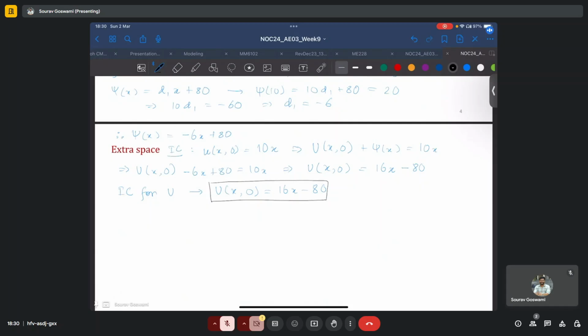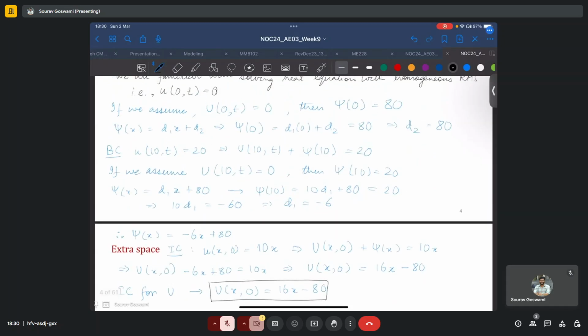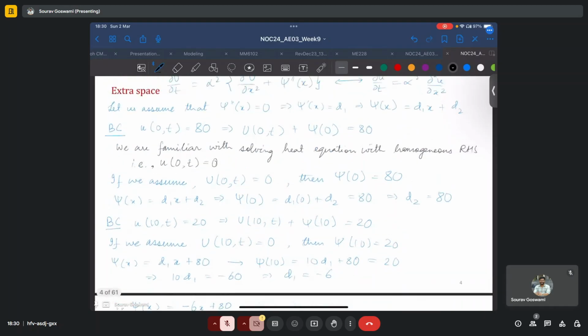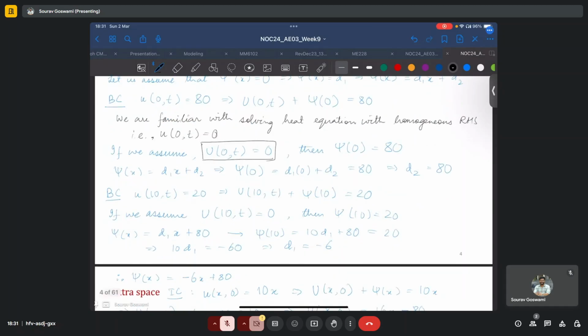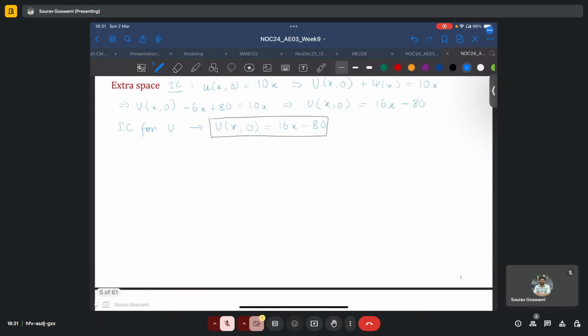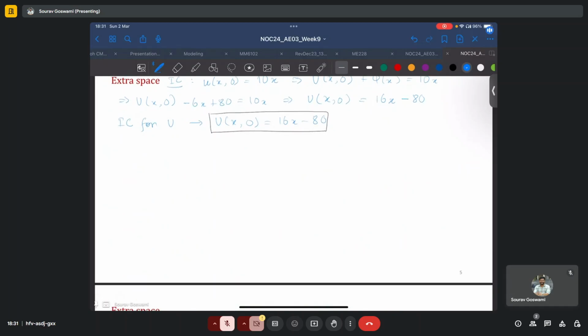Let's see if we have some other conditions. We have a boundary condition here, U at 0 comma t is 0, which by the way we assumed, and based on our assumption we are devising this framework. And the second boundary condition, again, U at 10 comma t is 0. So now that we have these three conditions, we can in fact reframe the given question in terms of the variable capital U.